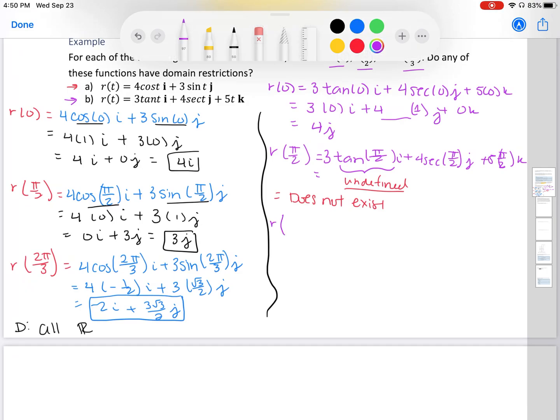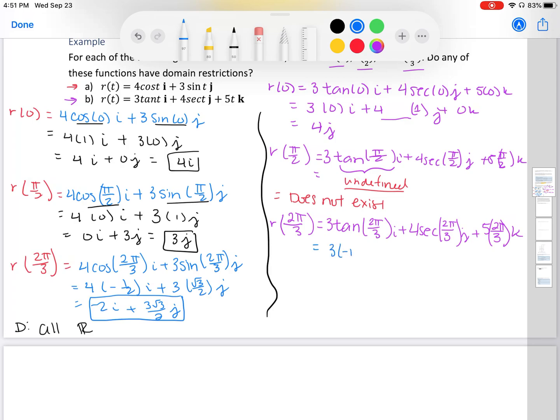r of 2 pi over 3. Okay, so 3 times tangent at 2 pi over 3 i plus 4 times secant at 2 pi over 3 j plus 5 times 2 pi over 3 k. Let's work it out. So tangent at 2 pi over 3 gives us negative square root of 3.